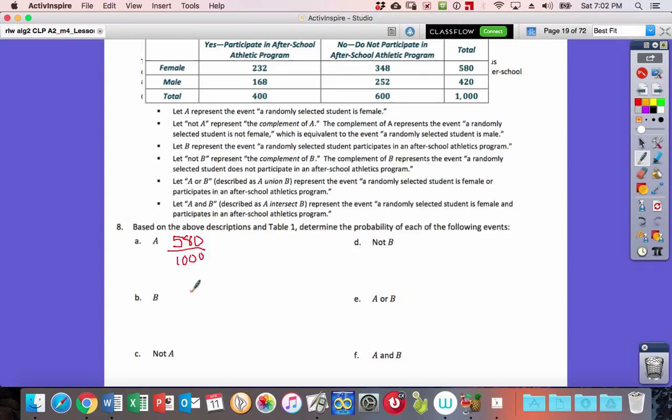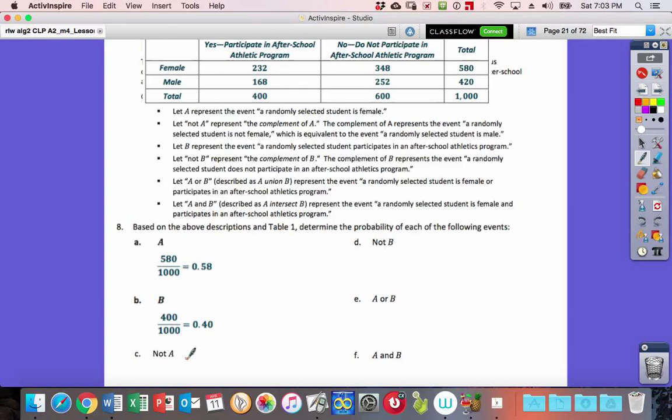B, now I'm not looking at males, I'm looking at they participate. Now this one's a little bit different. Let's look at it. Of all the students, 400 participate. So now I'm looking at all the students. It says B represents a randomly selected student participates in after-school athletic programs. So you're still selecting from all the students. That's why 1,000 is on the bottom.